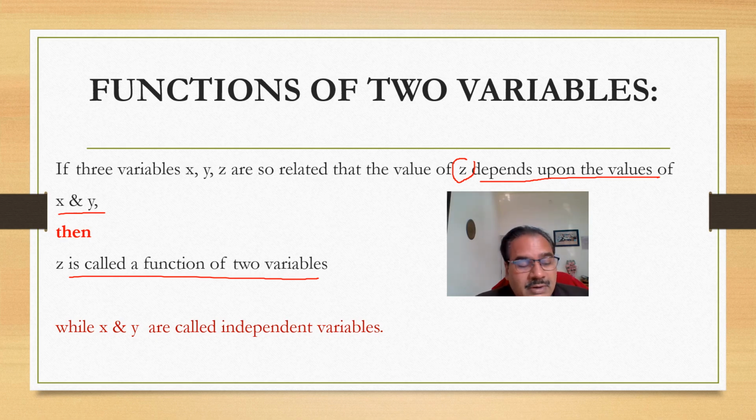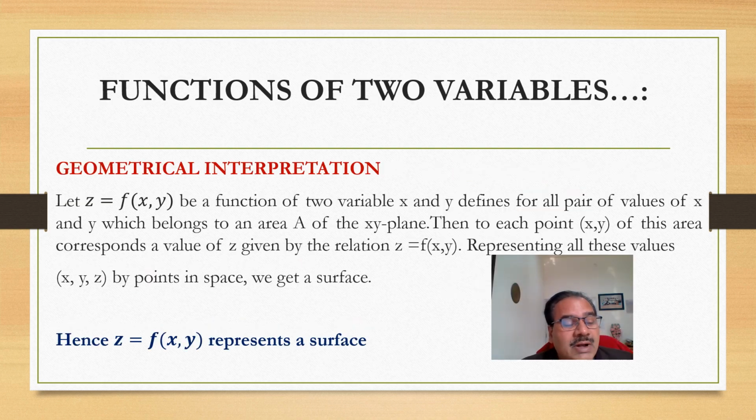So if these three variables, which we often know during our study, x, y, z, are related such that z depends upon the values of x and y, then it is called a function of two variables. What is the geometrical interpretation? Let z is equal to f of x, y be a function of two variables x and y defined for all pairs of values of x and y which belong to an area A of the xy plane.